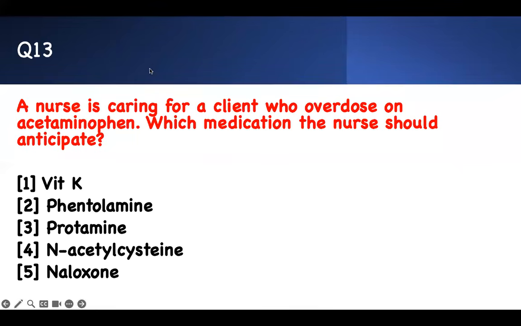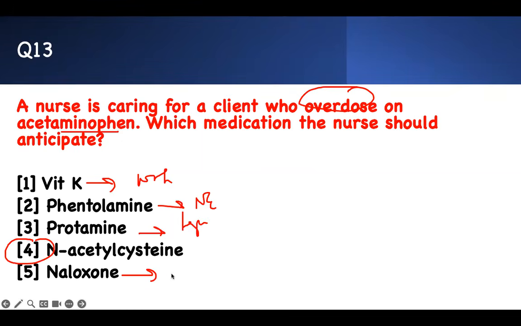Number 13. A nurse is caring for a client who overdosed on acetaminophen. Which medication should the nurse anticipate? Straightforward question. Acetaminophen, you have to know. This is content, you have to bring it. There's nothing I give you in the question. Vitamin K, you know what it is. It's for warfarin, right? Phentolamine is for norepinephrine, vasopressin. Protamine is what? Heparin. This is your boy. And this is like opioid. You have to know that.